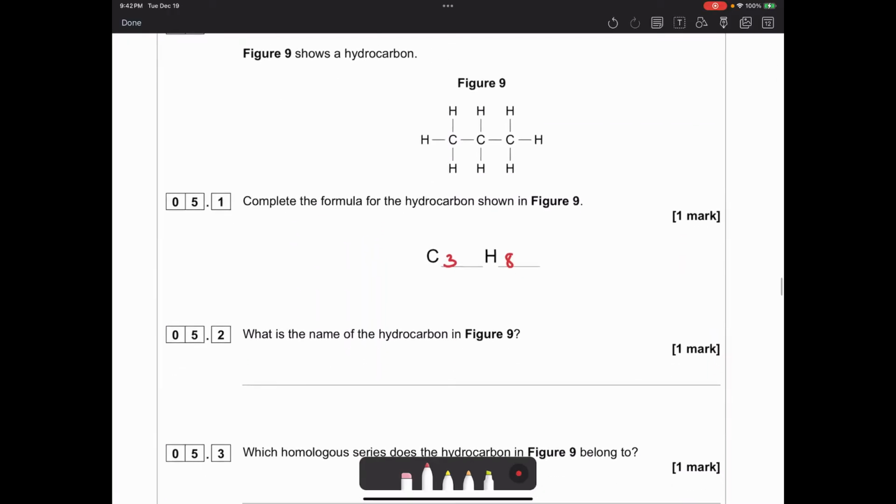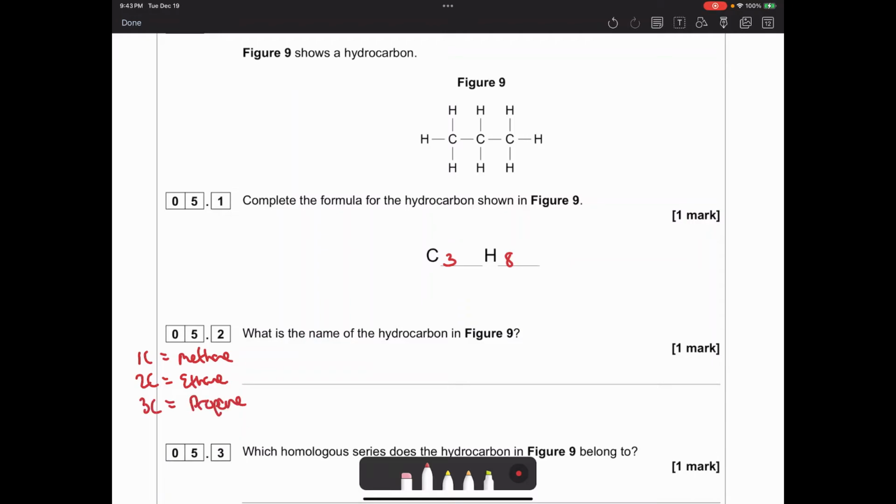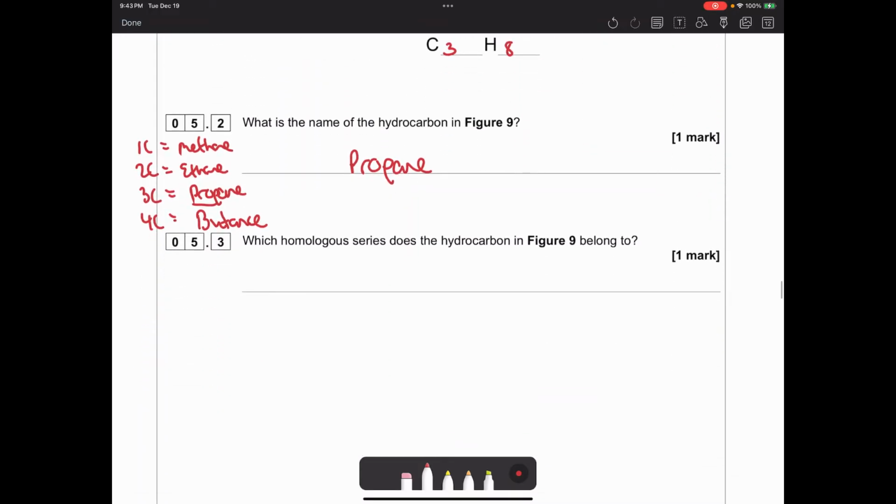What is the name of the hydrocarbon in figure 9? Well, you've only got to know the names of the first 4 hydrocarbons. If it has 1 carbon, it's methane, 2 carbons is ethane, 3 carbons, like this one, is propane. So meth, eth, prop. And if you had 4 carbons, the last one you've got to know is called butane. So methane, ethane, propane and butane. Because we've got 3 carbons here, it's propane.